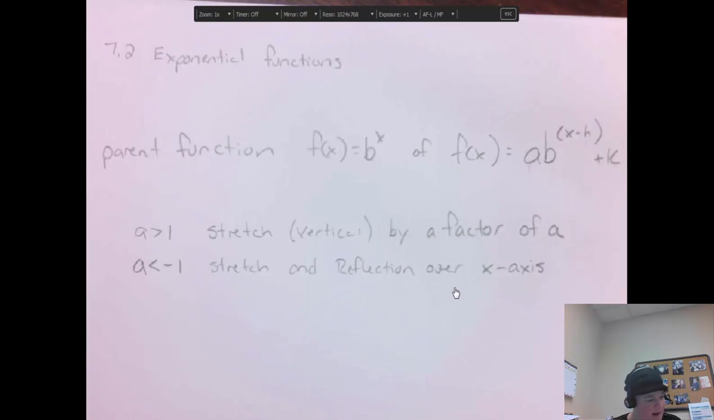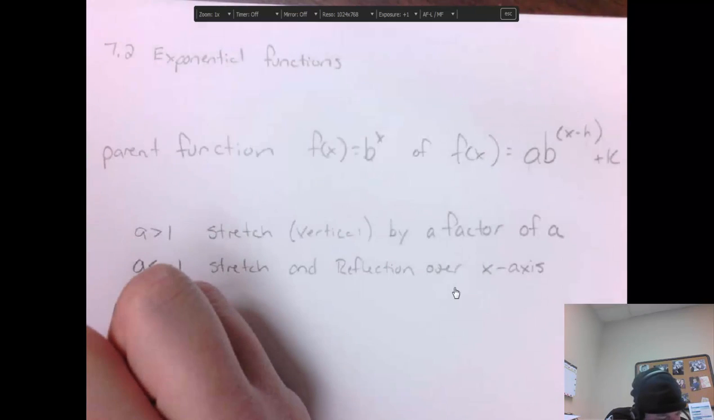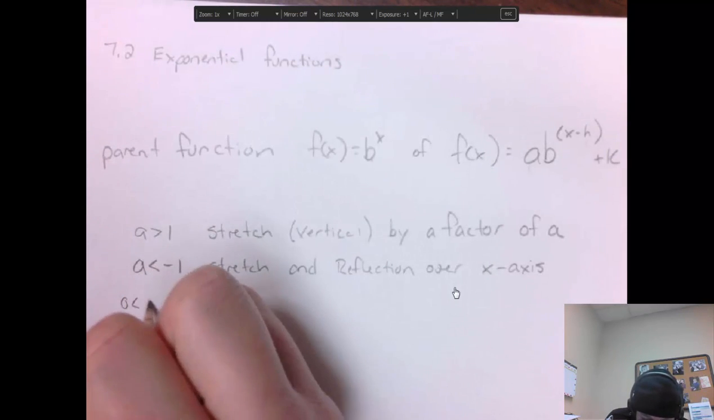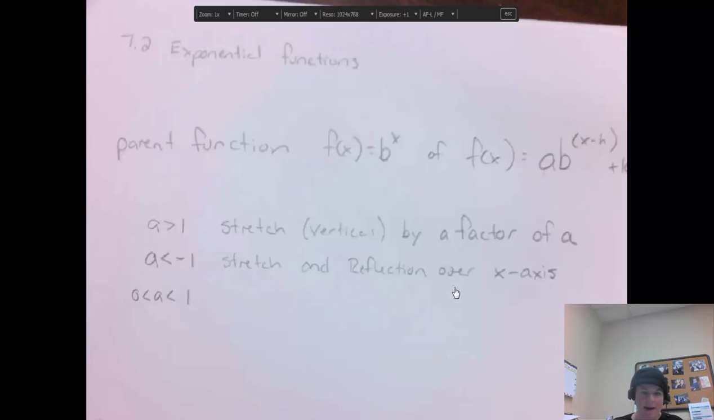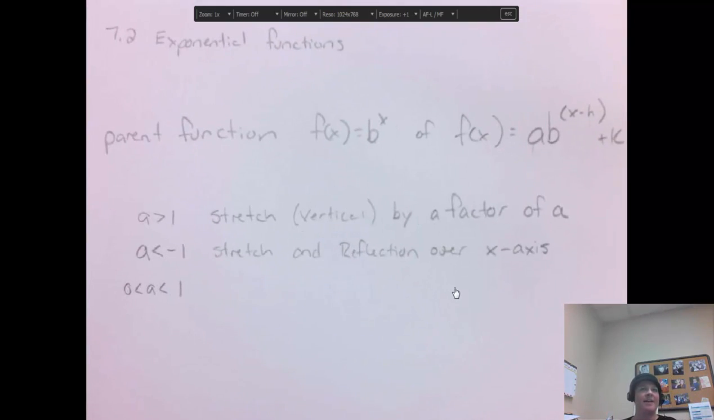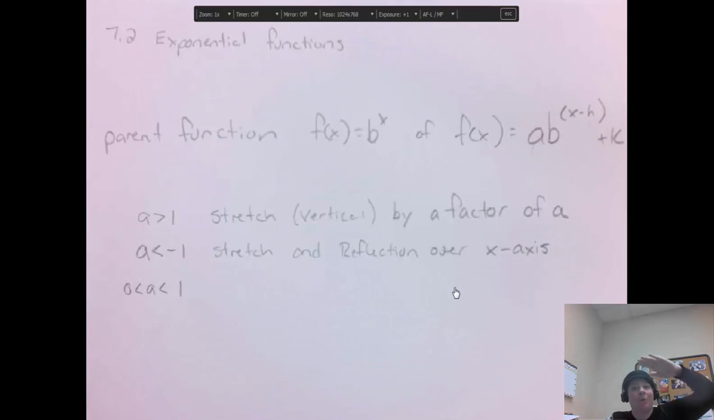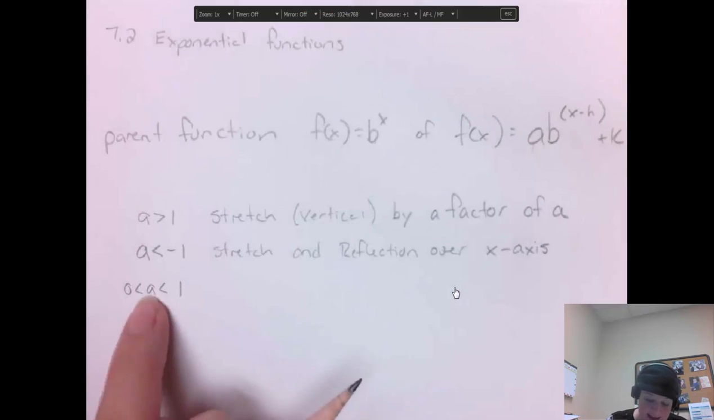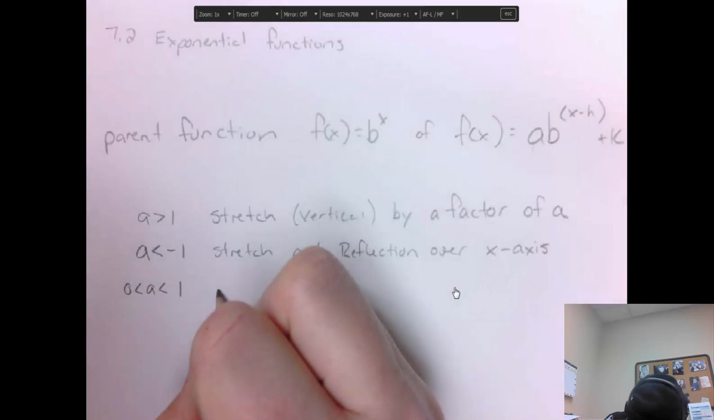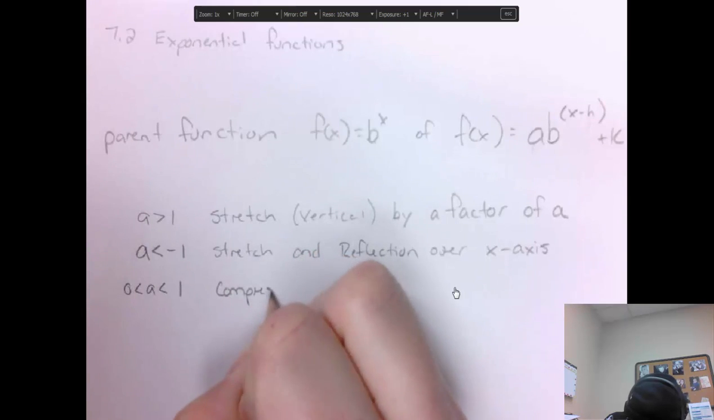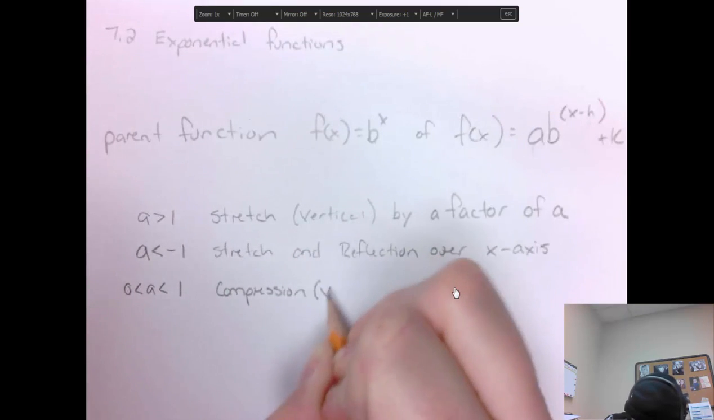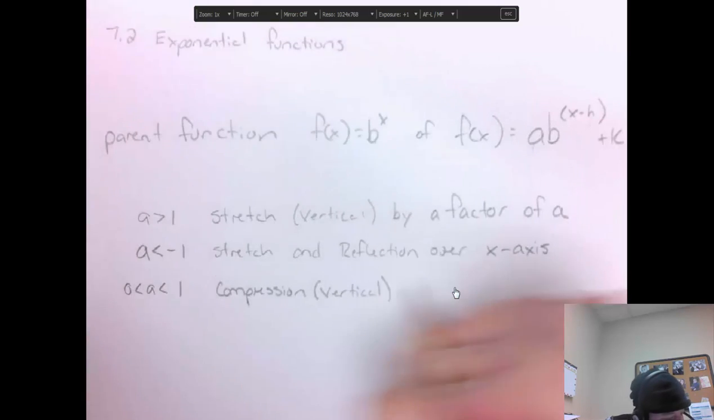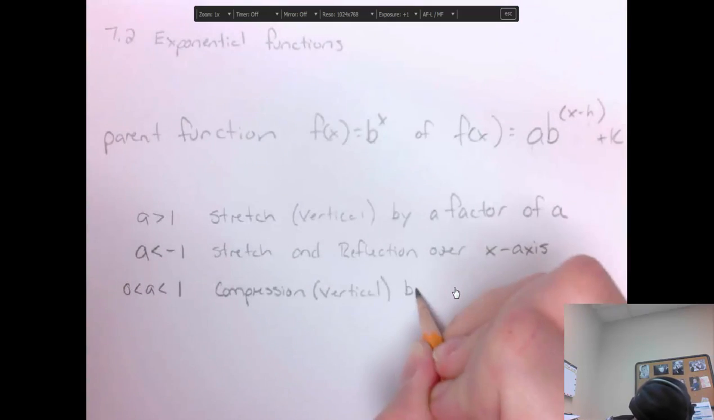Okay, so another thing with a. If a is between 0 and 1, that makes it a fraction, right? So if it's 1/2, 1/4, 0.26, something like that, it's going to compress, or smush you vertically, by a factor of whatever the fraction is. So this is a compression, and again, it's vertical, by a factor of a.